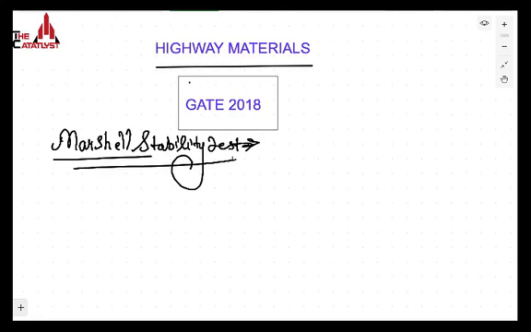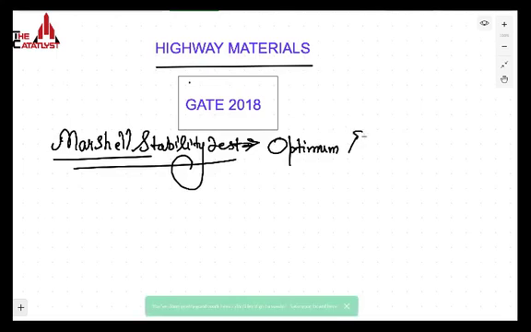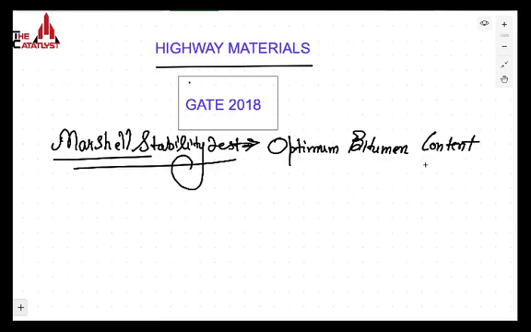Because the Marshall stability test is basically a test which is performed to calculate or to measure the optimum bitumen content in the road. Optimum bitumen content. Bitumen is a material which is used in road construction.